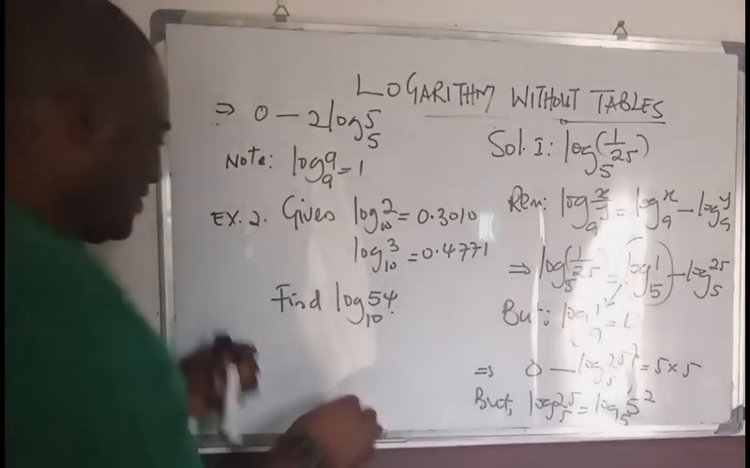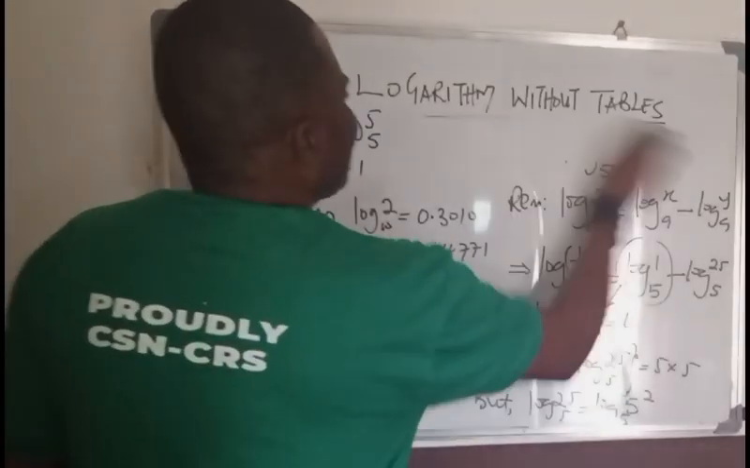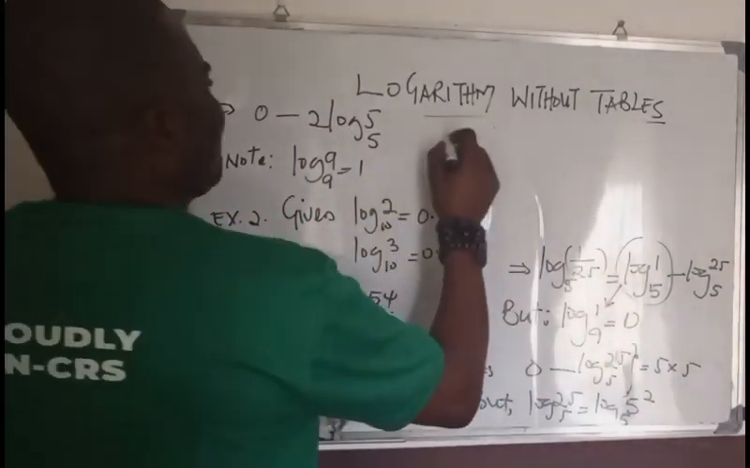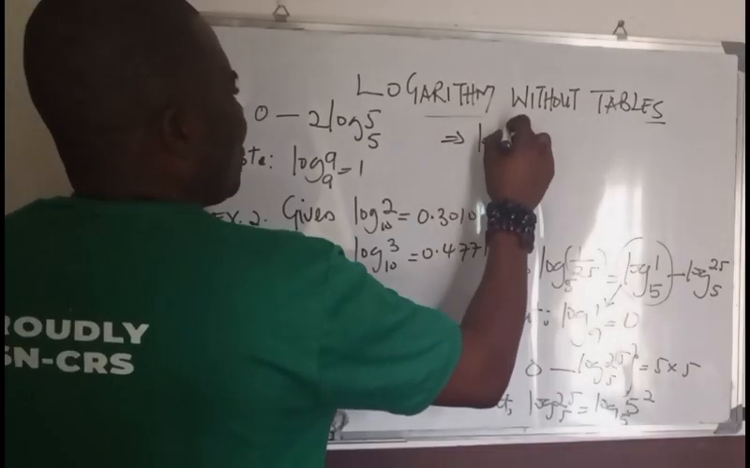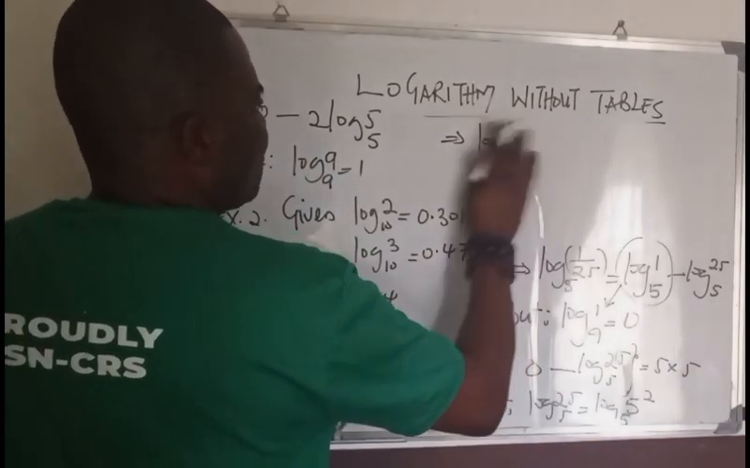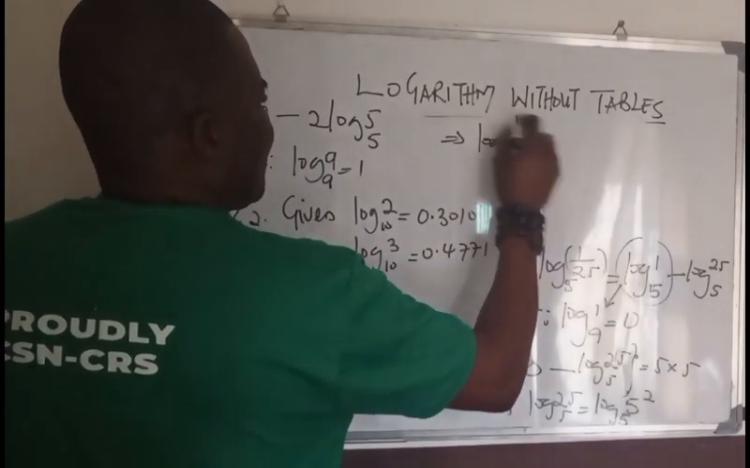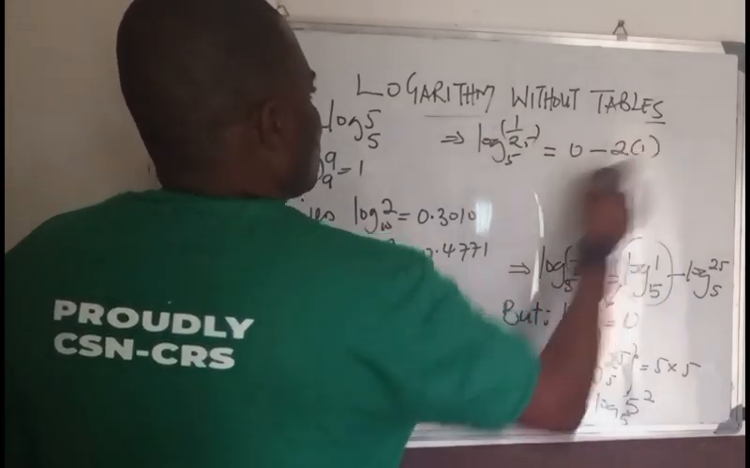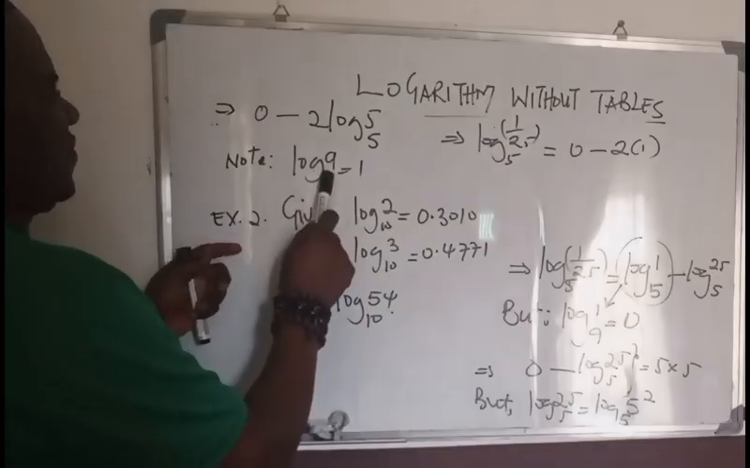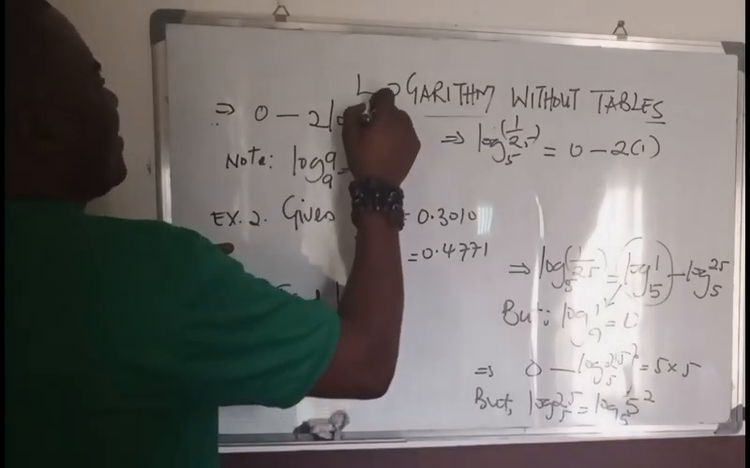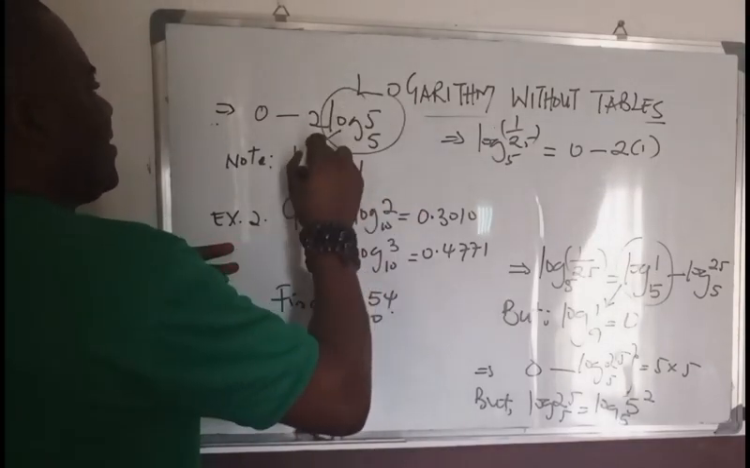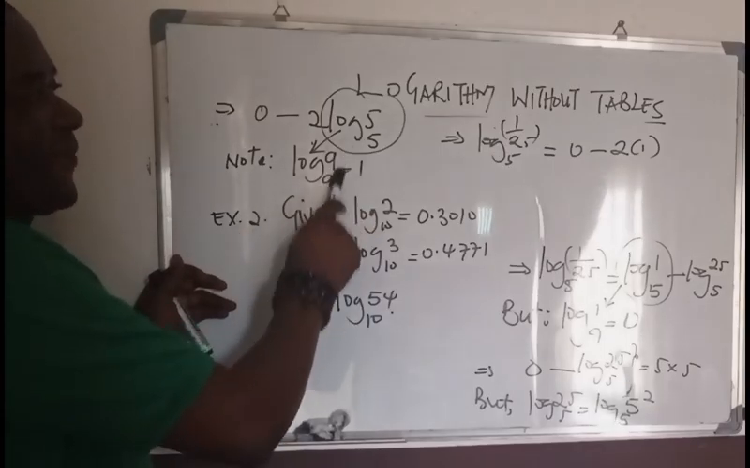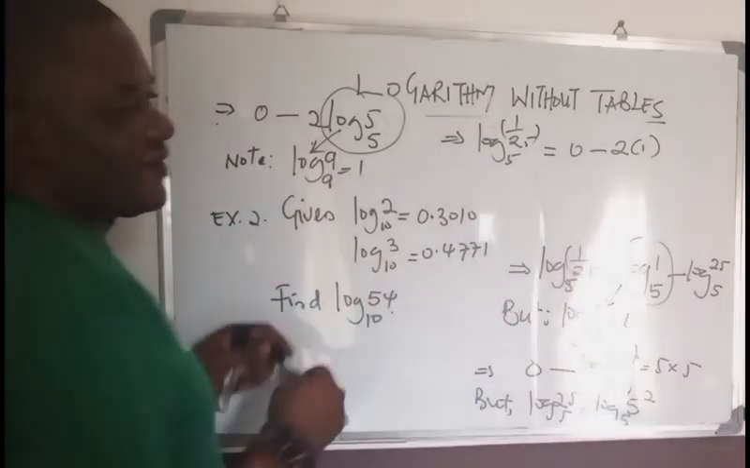And that's what it means. So if that is true, then it will imply that the log of 1 all over 25 base 5 will be 0 minus 2 times 1, because we are now taking this to mean this. Okay? So it means we have here.